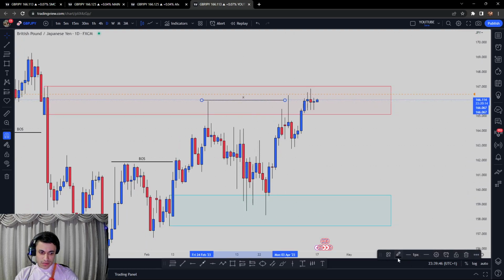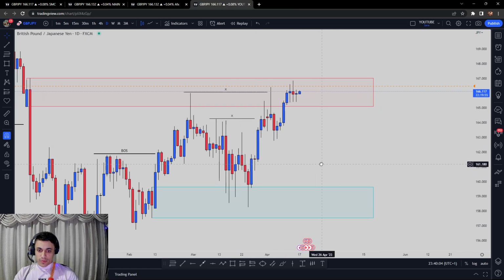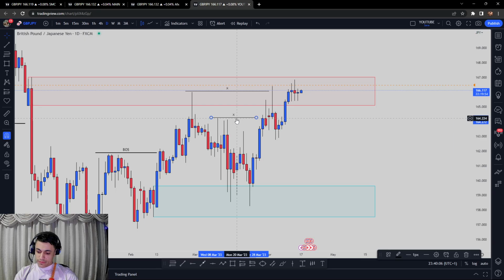So if I just clone this and move it down here, you can see it happening right here too. Boom. We have a lot of wicks, a lot of liquidity. Boom, drop. Liquidity grabs, beautiful, beautiful, beautiful. We also have another liquidity grab right here for the downside.